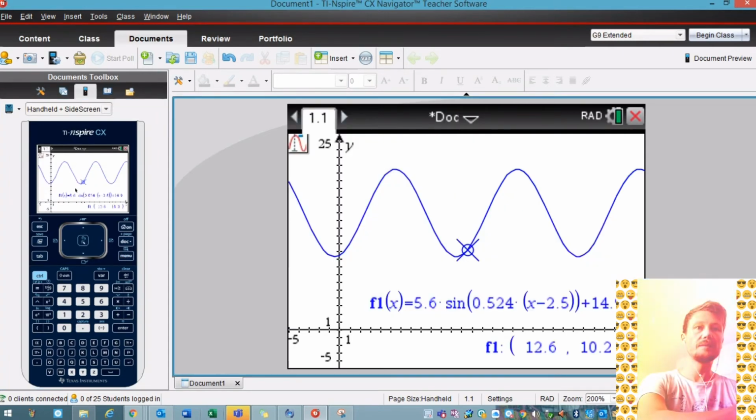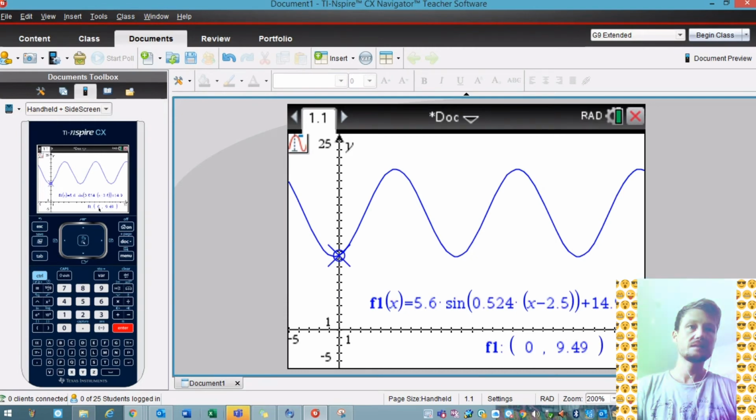And then if I type in 0 and enter, it will tell me that when x is equal to 0, y is equal to 9.49. So that's saying that when it's midnight, the depth of the water is 9.49 meters.